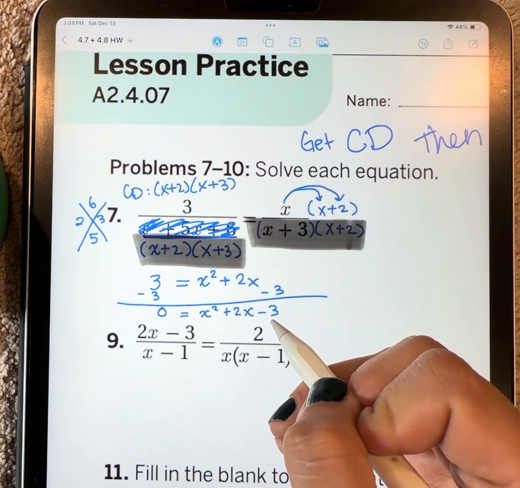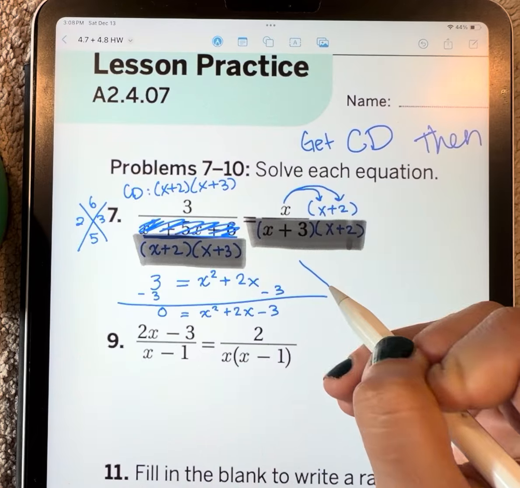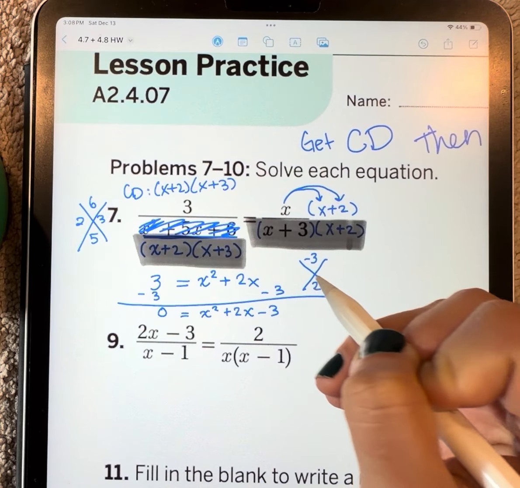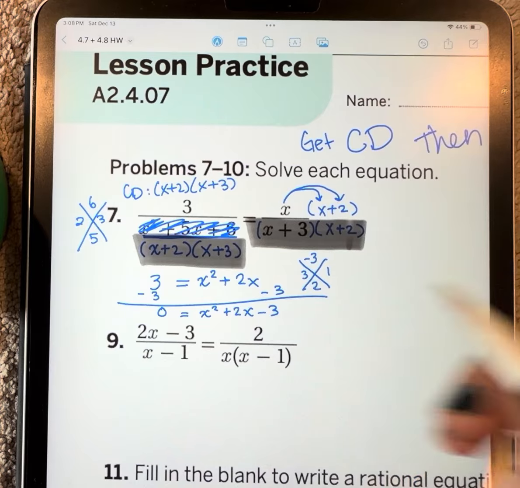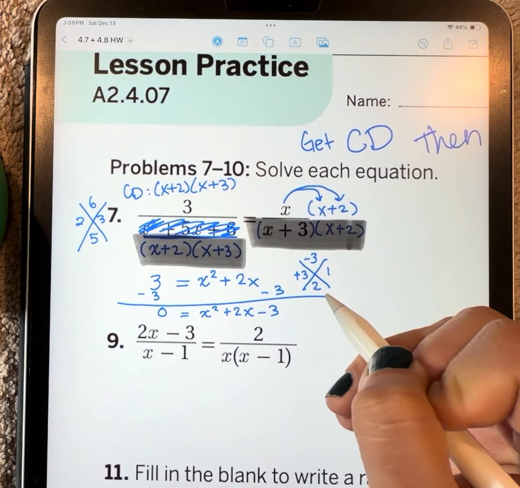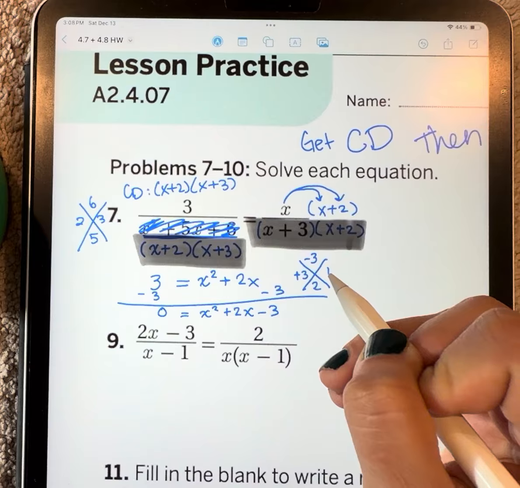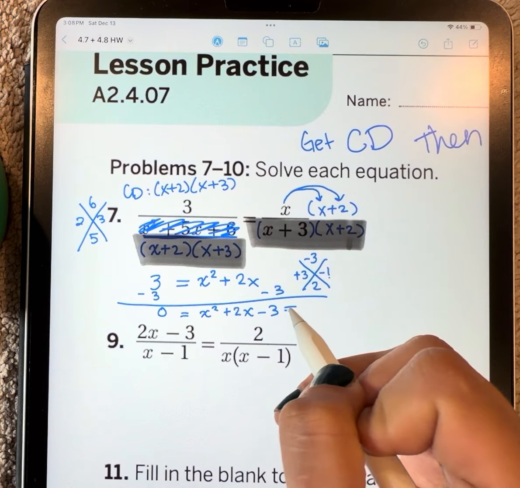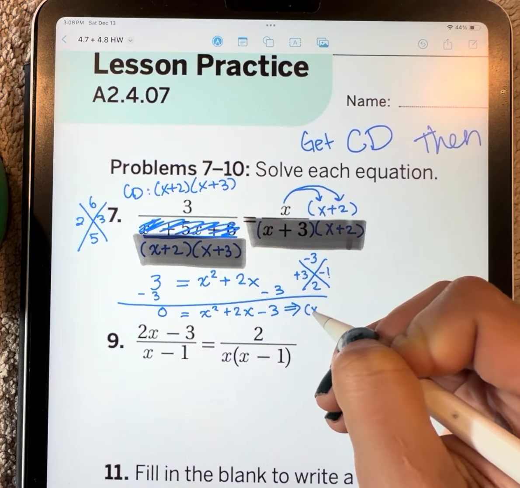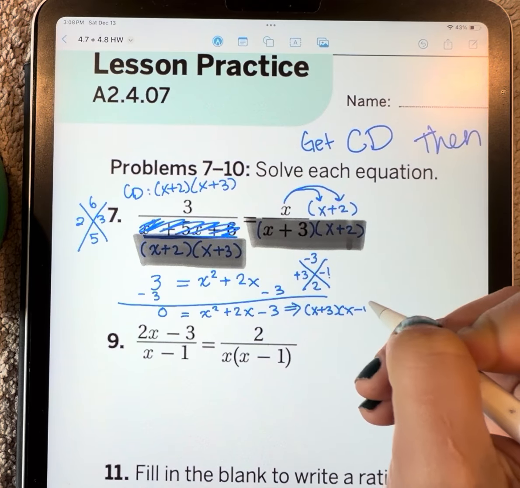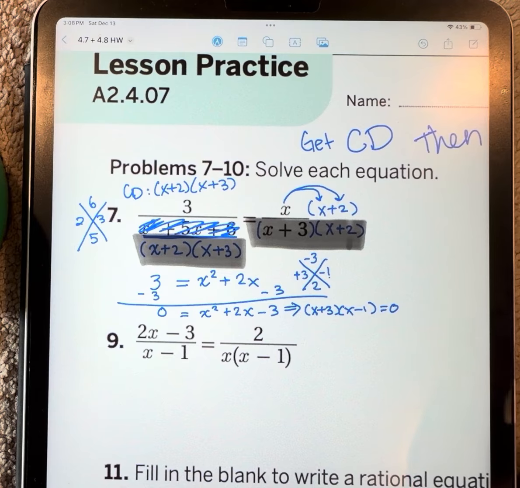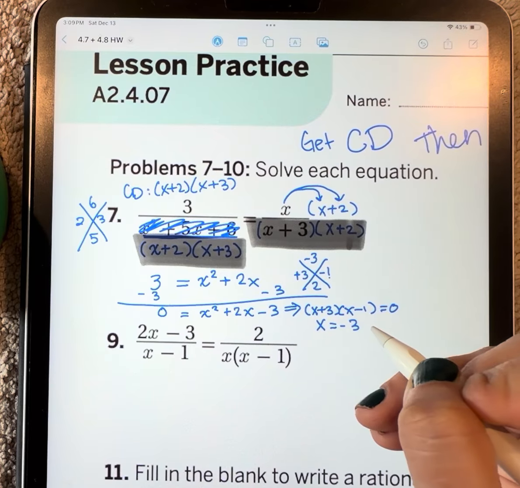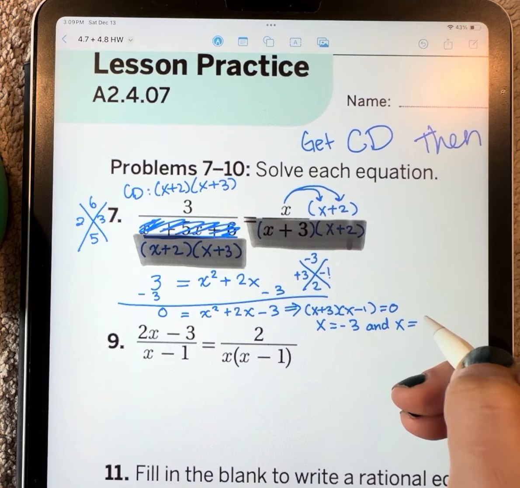And now this is something I got to try to factor. So what multiplies to negative 3 and adds to 2? Well, it can only happen with 3 and 1. The 3 is going to have to be positive because the 2 is positive. And now positive 3 times a negative 1 makes a negative 3, which makes this right here equal to x plus 3, x minus 1 equal to 0. Which then means that x equals negative 3 and x equals 1.